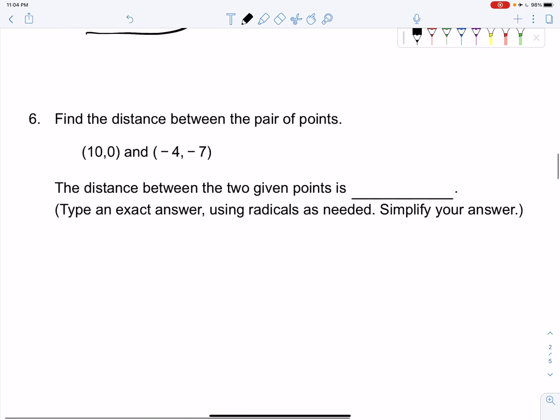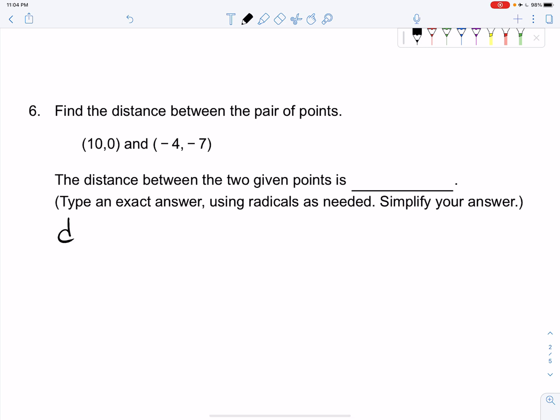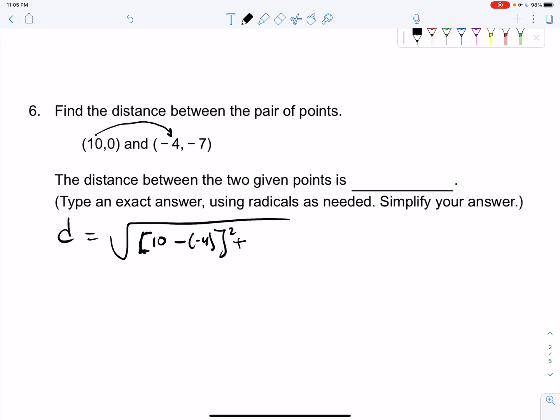And then let's take a look at number 6. Find the distance between these 2 points. Okay, let's go in this direction. So this is going to be 10 minus a negative 4 squared plus, and then I'm going to go in the same direction, 0 minus a negative 7 quantity squared. Of course, double negative is going to make that addition, so 10 plus 4 is 14 squared. And there's a double negative again, so we have positive 7 squared.